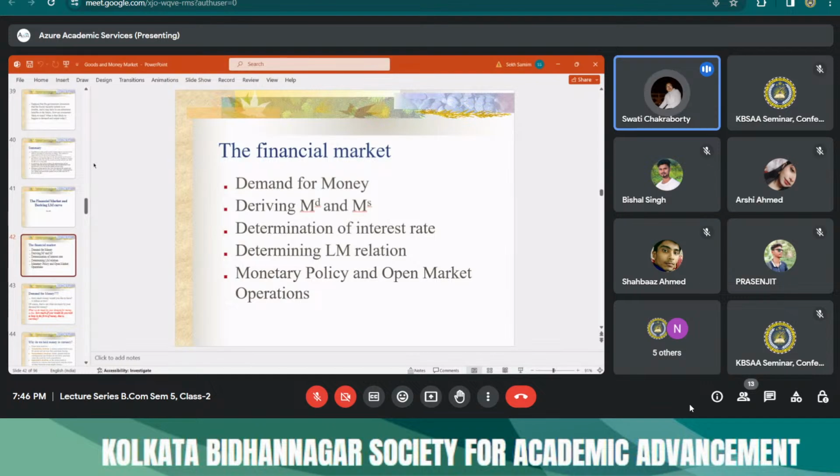And when we talk of the financial market, these are the things that we'll be discussing: demand for money, then deriving the money demand and money supply equation, the equilibrium rate of interest, the LM relation, and monetary policy and open market operations. So the first question that comes up is demand. How much money would you want? Next slide, please.